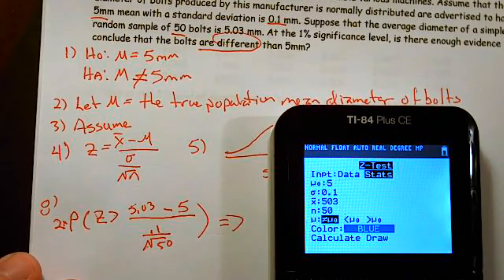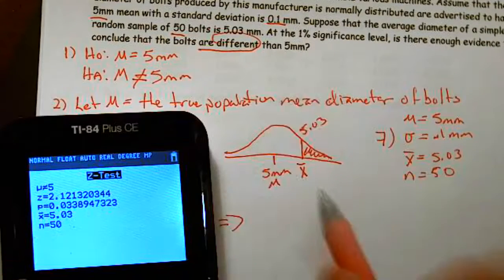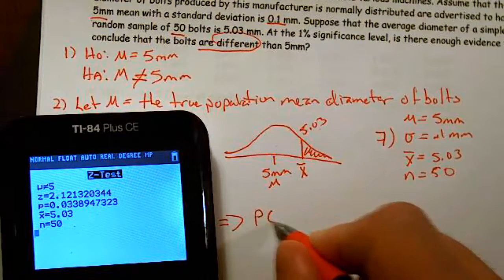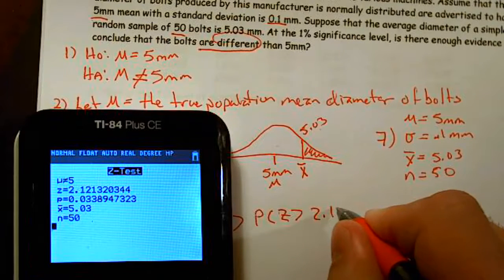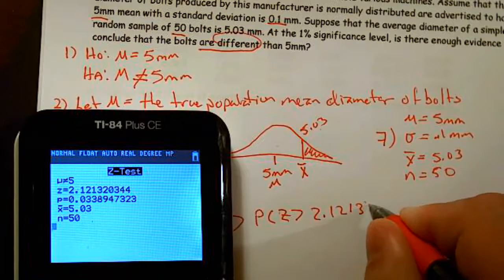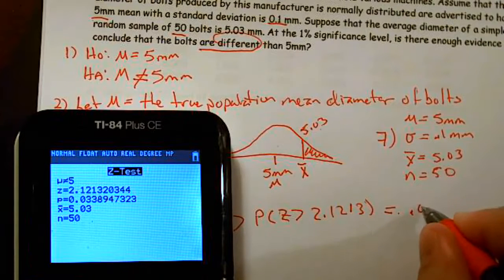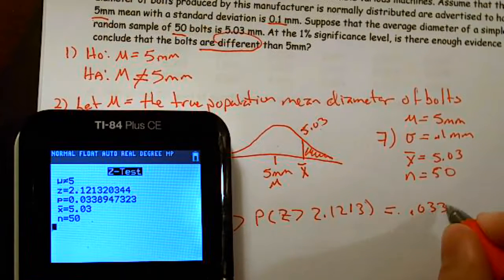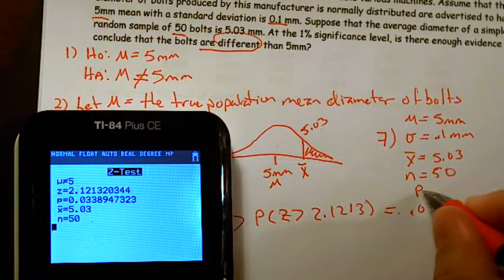My x bar is 5.03. All right. Now let's see what happens. So I end up with the probability that z is greater than 2.1213, and that equals my p-value of 0.0338. All right, so this is my p-value, so let's label it as such.